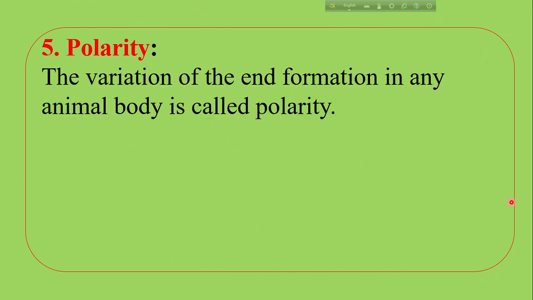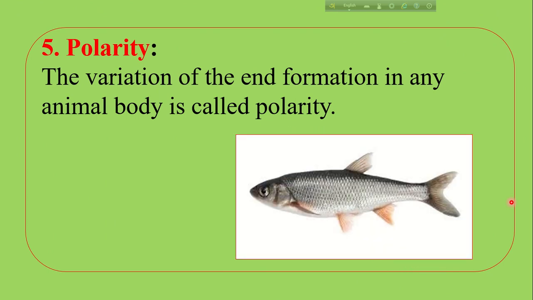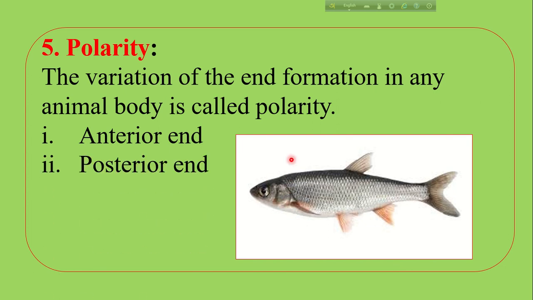Polarity. The variation of the end formation in any animal body is called polarity. Follow the picture of a fish. Anterior end, that means the head-related region, is called the anterior end. Posterior, the back part or tail, is the posterior end.